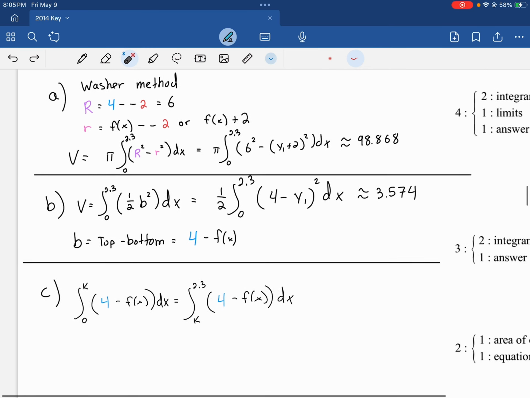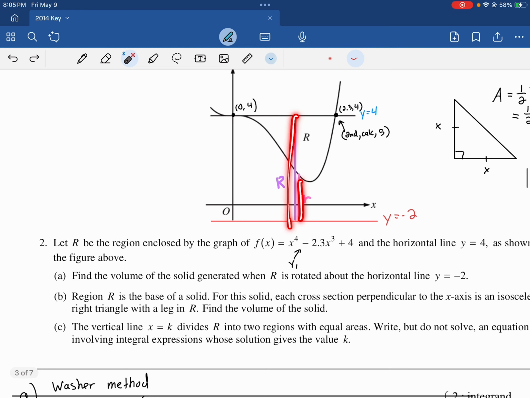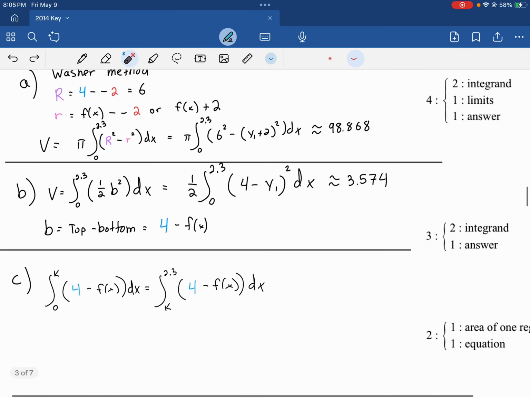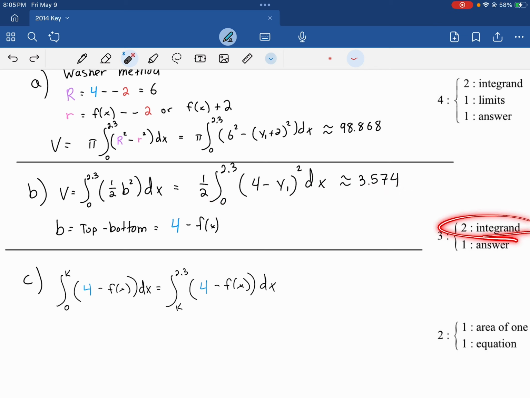What's nice is I think we did a top minus bottom earlier, so I just pulled that, I think it was 4 minus f of x. No, I did top minus bottom slightly differently. For region R, it's going to be 4 minus f of x. And if I have that stored as y1 in my calculator, I can type this expression in. I should get 3.574. 2 points for the integrand, 1 point for your answer.